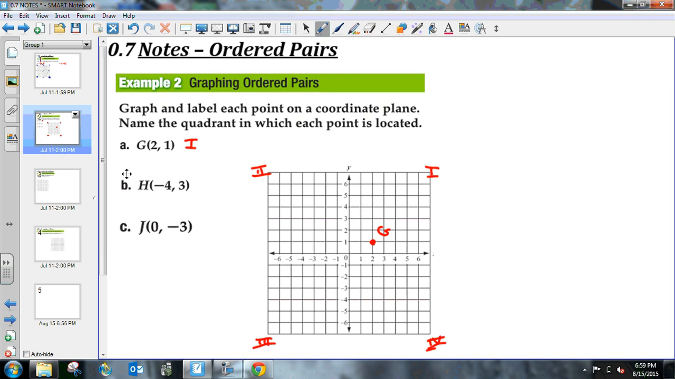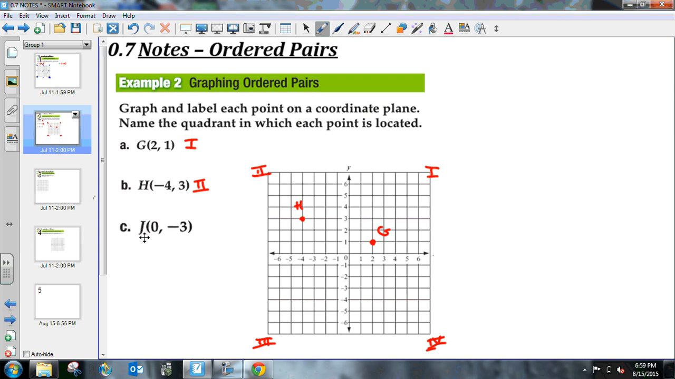So then part B, point H is at the point negative 4, 3. So I'm going to go over 4. I'm going to go over 1, 2, 3, 4. And then I'm going to go up 3. So I'm going to go up 1, 2, 3. And I'm going to call that point H. Okay. And that's in quadrant 2, by the way.